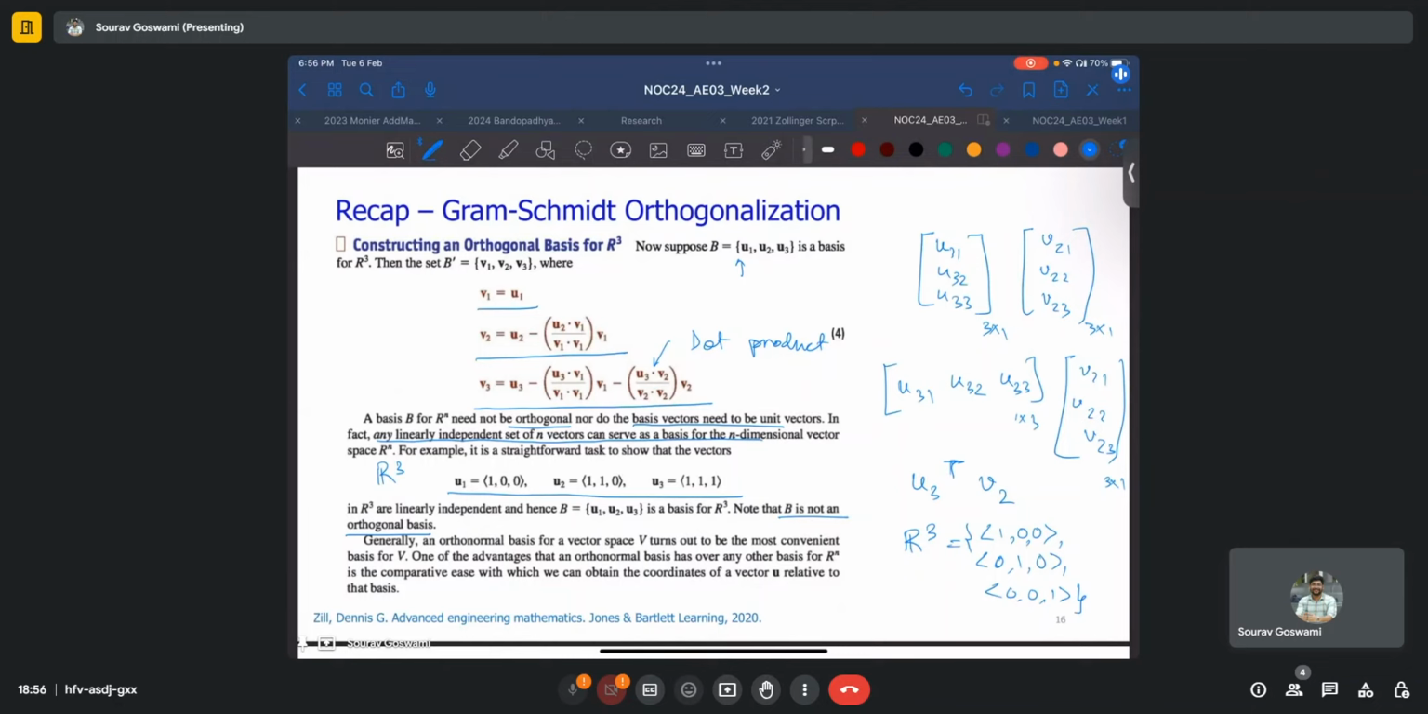And the key advantage of an orthogonal basis, or why we go through all of this trouble to establish an orthogonal system or an orthonormal system, is because it's the most convenient basis for V. One of the advantages that any orthonormal basis has over any other basis is the comparative ease with which we can obtain the coordinates of vector u relative to the basis, or simply express any given vector u in that space.